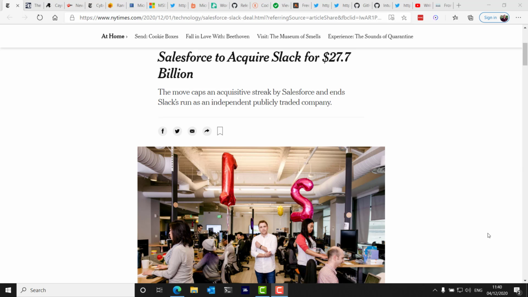Shareholders are said to get $26.79 in cash and 0.0776 shares of Salesforce stock in exchange for each share of Slack. That return for the shareholders is pretty good considering the stock was below that amount at the beginning of November, ramping up recently for obvious reasons, not throwing out accusations or anything.